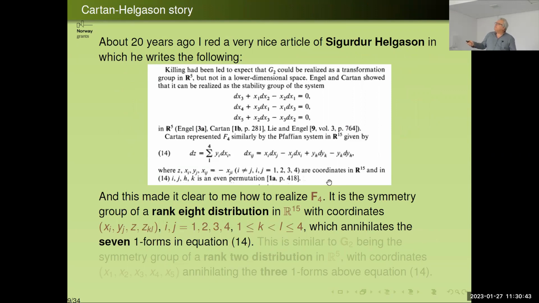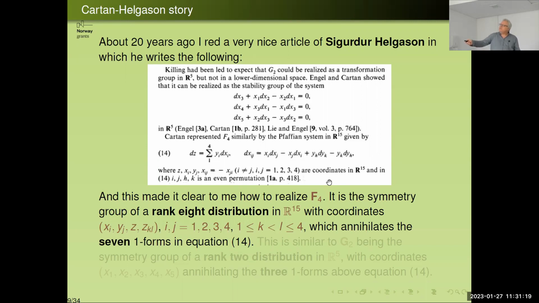This statement of Helgason made it clear to me how to realize F4. It is the symmetry group of a rank 8 distribution in R15. So this R15 is with coordinates xi, yj, z, zkl, where i, j run from 1 to 4, and k is smaller than l. So here is 4 plus 4 plus 1, so it is already 9, plus 6, so the dimension is 15. So these are the coordinates in this R15.